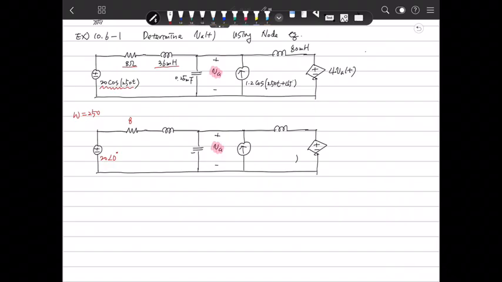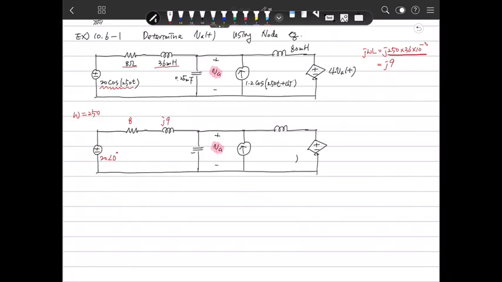Therefore, the impedance of L is j omega L. Now omega is 250, and L is 36 times 10 to the minus 3. That value is j9. We need to calculate it on the calculator, and it is very simple: j9.